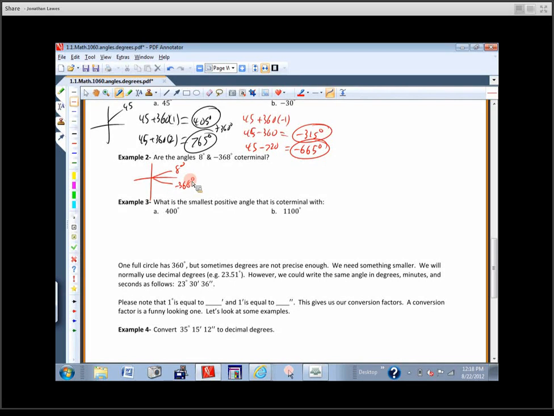No, they're not. And you can also tell because if I took negative 368 and I added 360, what would I get? I'd get negative 8 degrees. That's not the same as 8 degrees. That's negative 8 degrees. That's positive 8 degrees. So the answer there is nope, they're not. Okay? They look like they should be, but they're not.